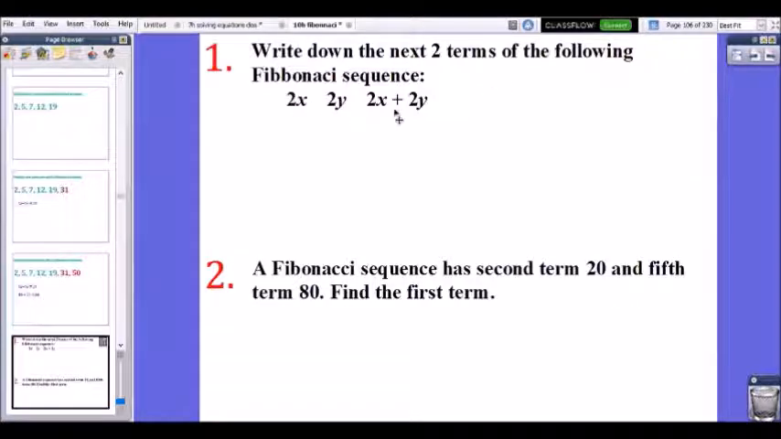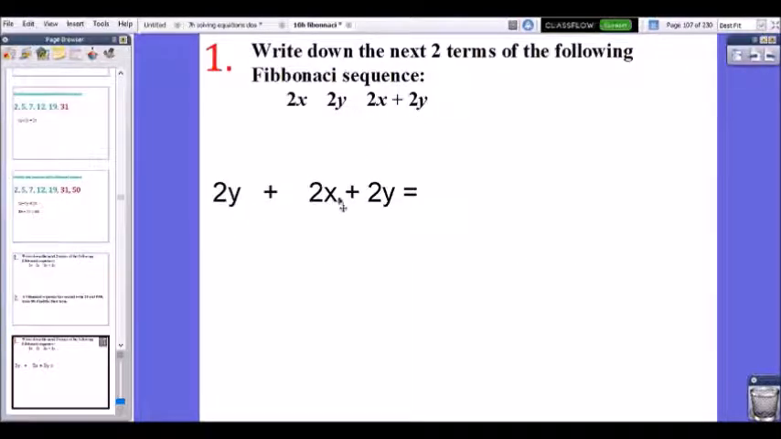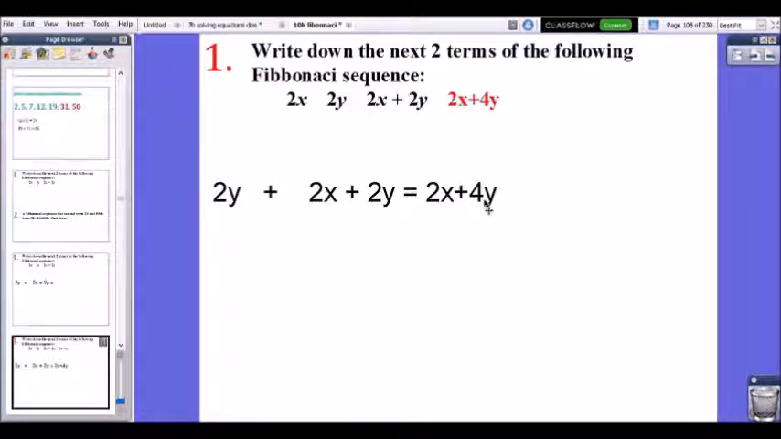So I've got 3 terms, I need to find the next 2. Just because it's algebra, that shouldn't scare us off. We know how to add together algebraic expressions, don't we? So let's take the last 2 terms we've got so far. I need 2y and 2x and 2y. I need to add them together. So 2y plus 2x plus 2y, collect my like terms. 2y plus 2y gives me 4y, and I've also got 2x. So this red term is my fourth term.